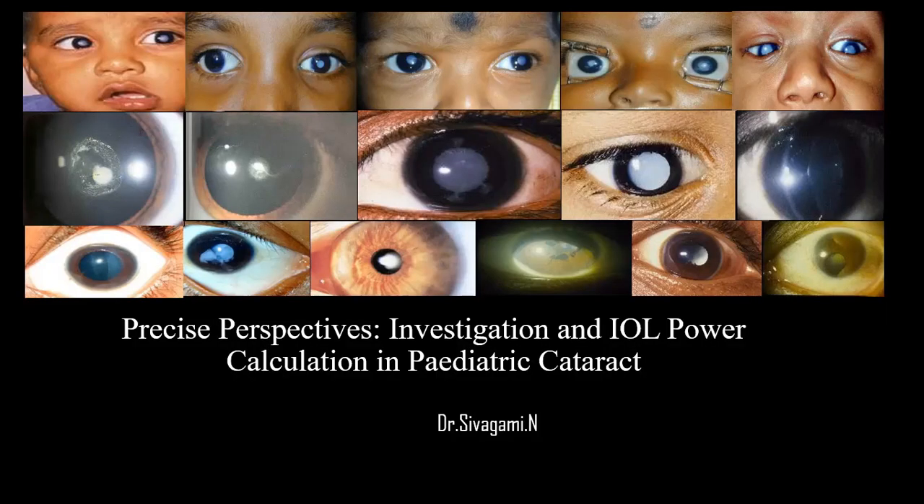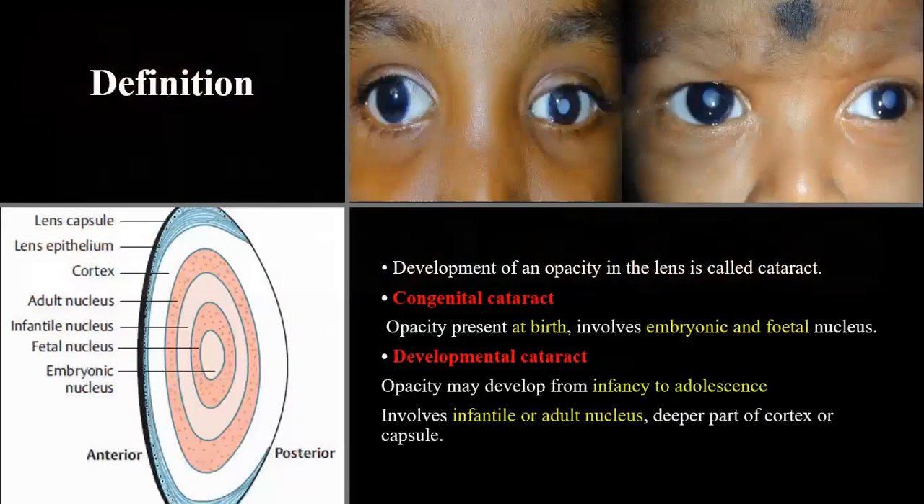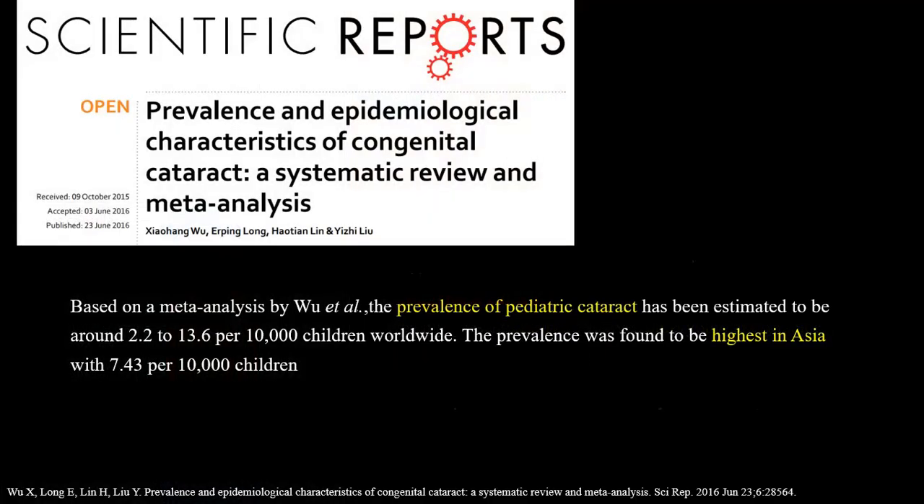So today we're going to deal with the investigations and the IOL power calculation in pediatric cataract. As we all know, opacity present at birth and involving the embryonic and fetal nucleus is congenital cataract, whereas that which develops from infancy to adolescence is the developmental cataract. Based on a meta-analysis, the prevalence of pediatric cataract is said to be highest in Asia, with around 8 per 10,000 children.